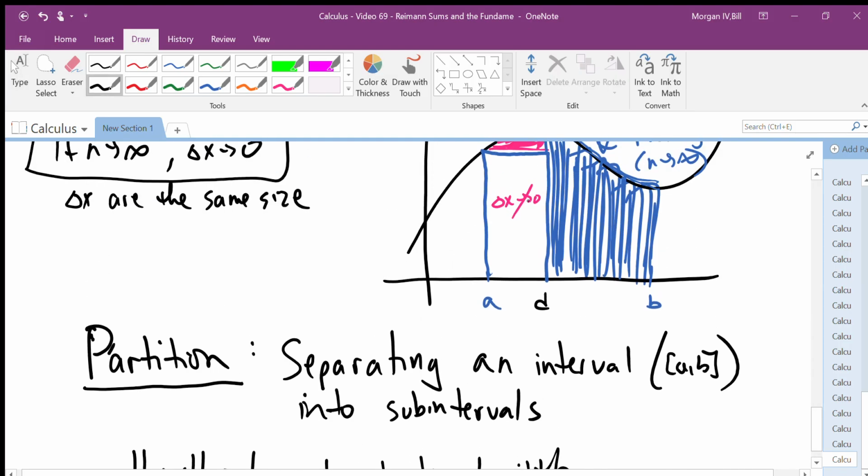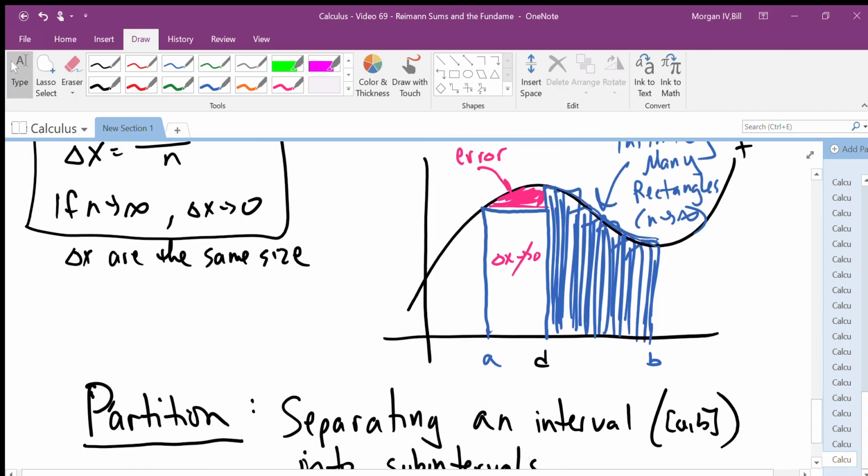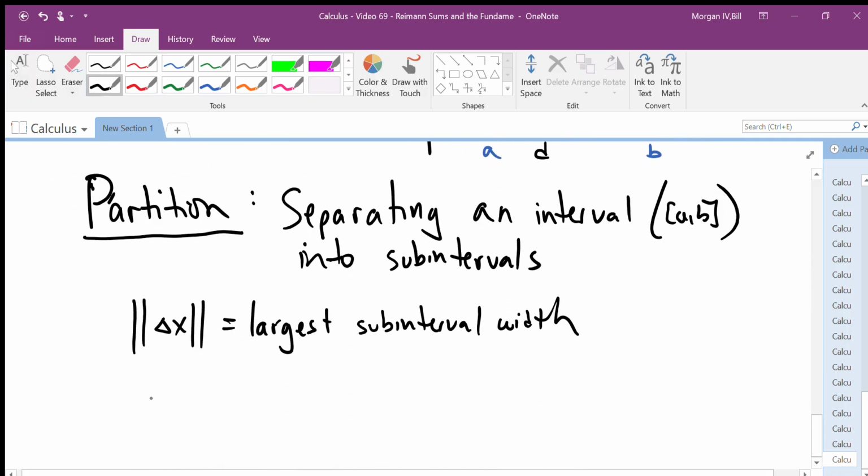So picture kind of like this first one. That's like our biggest one. And what we're going to say is, instead of saying the number of rectangles go to 0, because it doesn't force every rectangle width to go to 0, we're going to say the largest subinterval width goes to 0. And if the largest subinterval width goes to 0, that means, since it's the biggest, that all subintervals must also go to 0. Right?